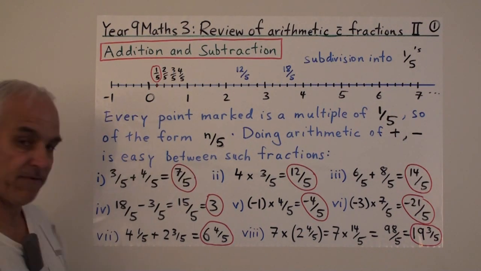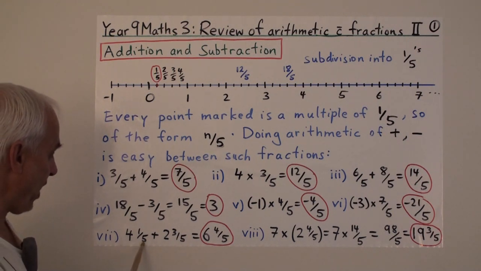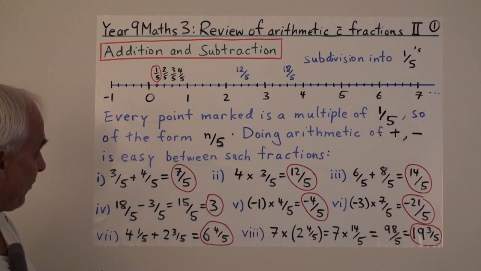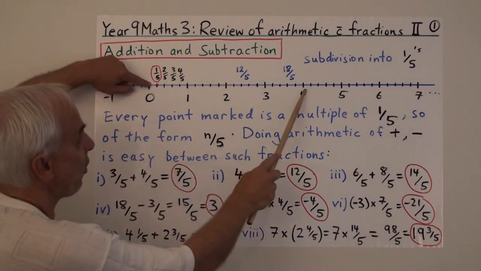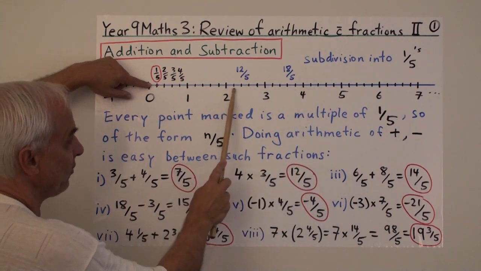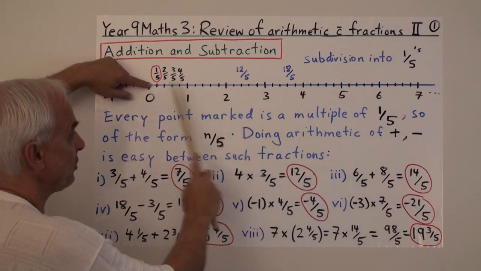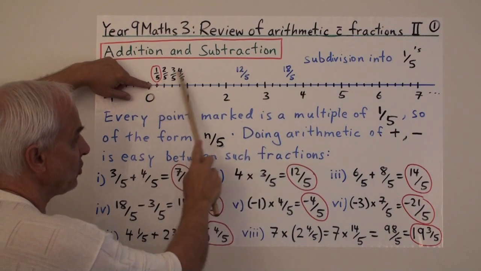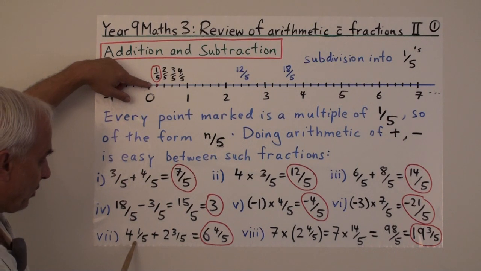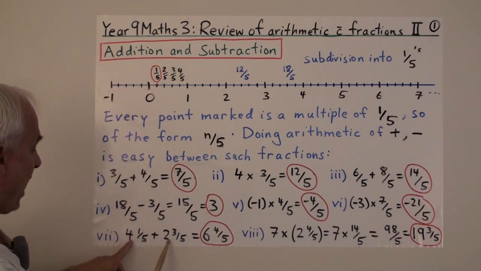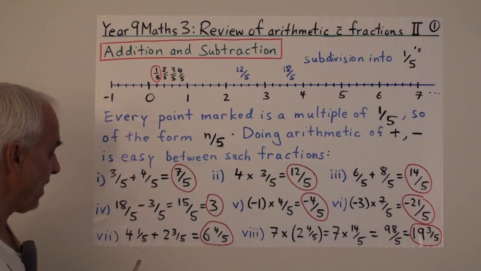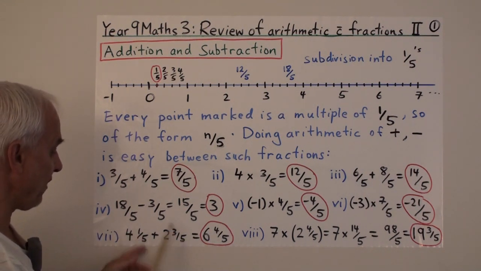We can also work with mixed fractions. So for example, 4 and 1/5 plus 2 and 3/5. Where are those numbers? So here's 4 and 1/5 right there. And 2 and 3/5 will be right there. So we want to add 4 and 1/5 to 2 and 3/5. And one way of doing it, which is quite effective in this case, is to add the integer parts. So add the 4 and the 2 together to get 6, and add the 1/5 and the 3/5 together to get 4/5.